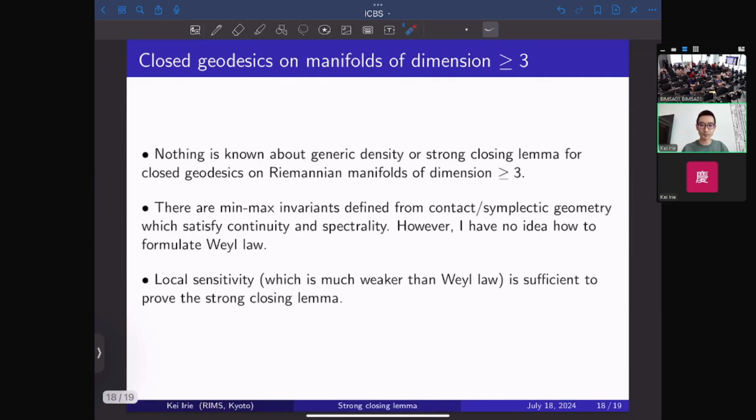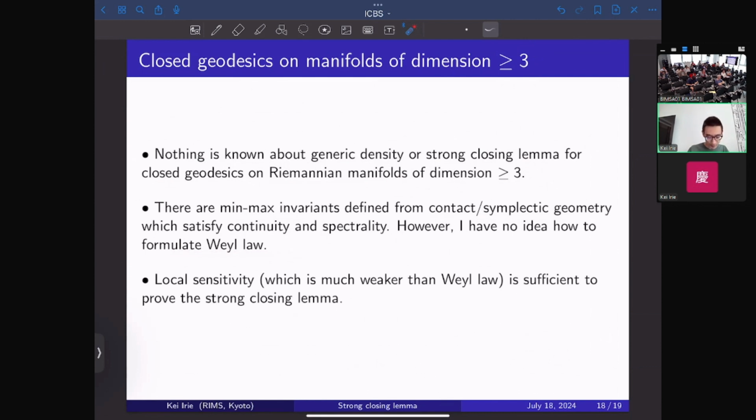And now let me finish my talk with some questions about closed geodesics on manifolds of dimension larger than or equal to 3. So basically nothing is known. Nothing is known about generic density or the strong closing lemma for closed geodesics on Riemannian manifolds of dimension larger than or equal to 3. There are minimax invariants defined from contact or symplectic geometry, which satisfy continuity and spectrality. However, I have no idea how to formulate the Weyl law for these invariants.